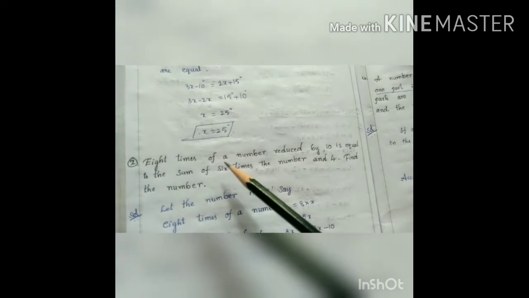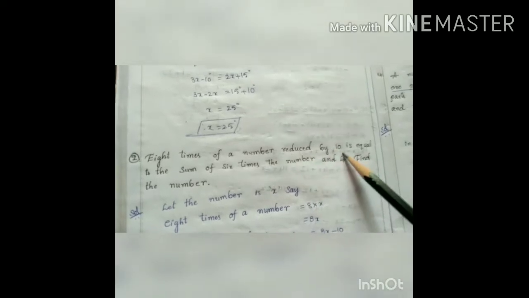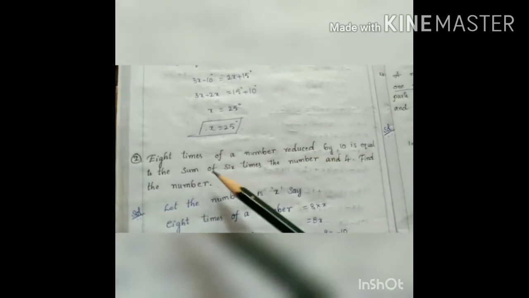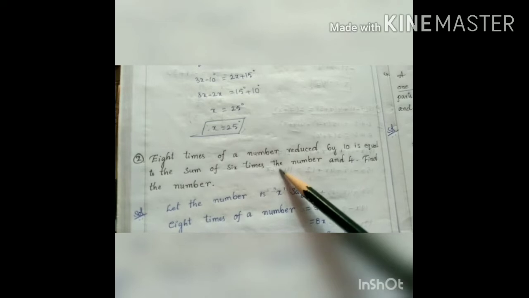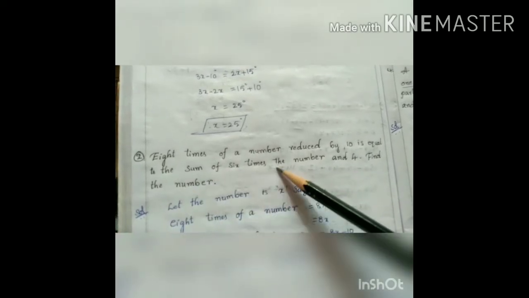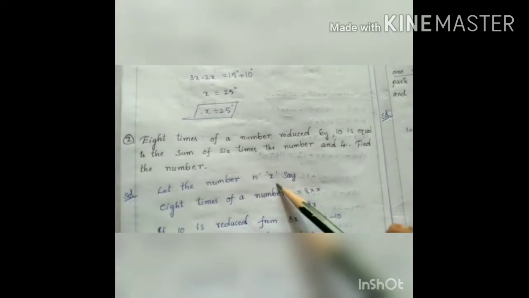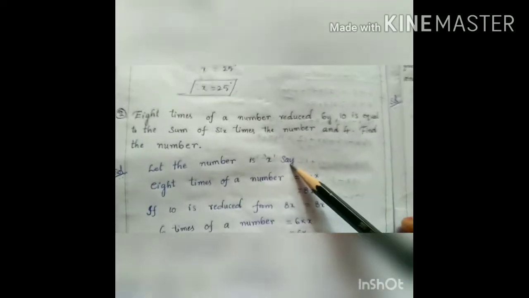8 times a number reduced by 10 is equal to the sum of 6 times the number and 4. Find the number. The number is not given; just you have to take one number. So let the number be x.